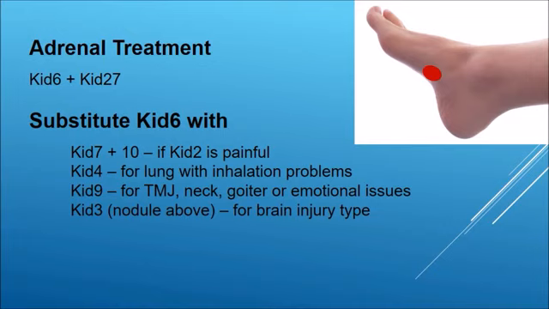Hypothyroid type may do best with kidney 3, needled towards the Achilles. If there are lung issues involved, it is possible that kidney 4, needled towards the heel, will be the best choice. In people with brain injuries, you might find a small nodule just above kidney 3, which will be needled upwards. For TMJ, neck problems, goiter, and detoxification, kidney 9 is often chosen.